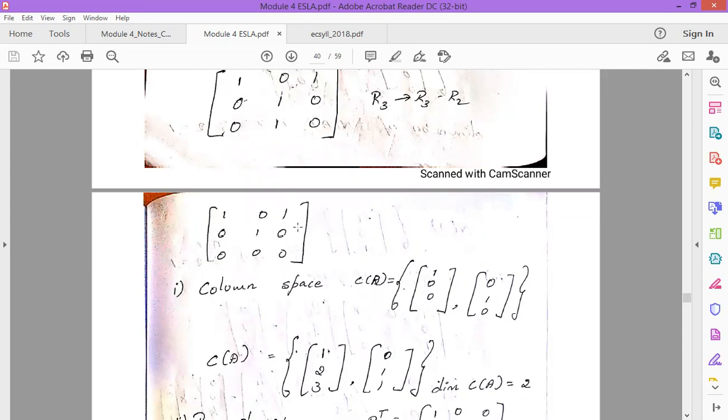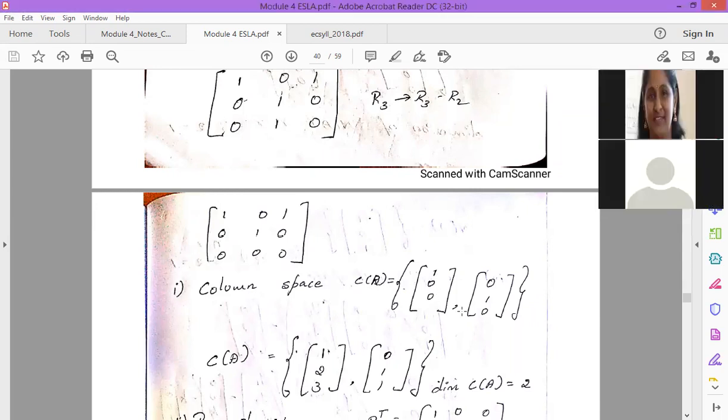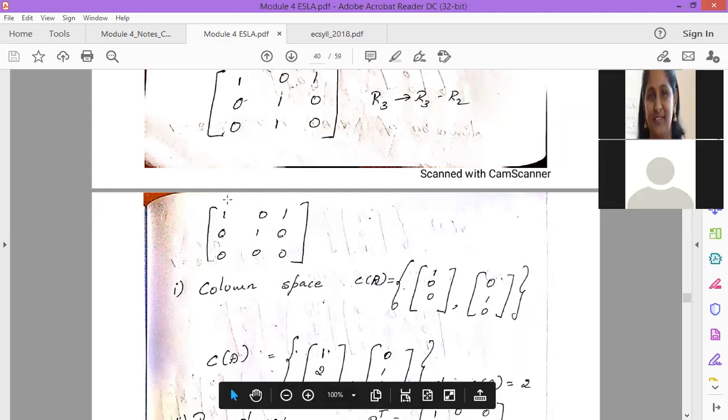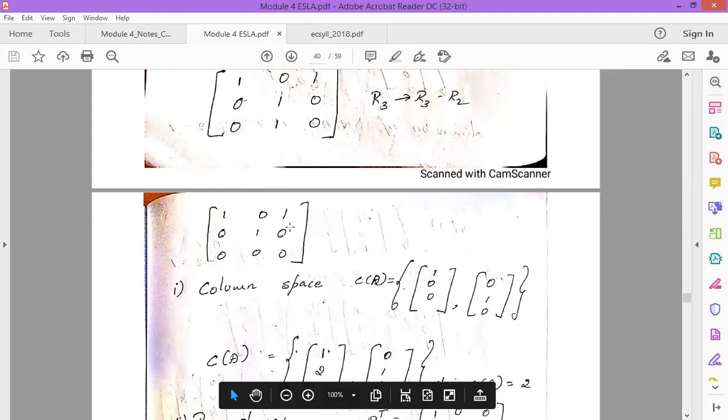So here if you observe the row reduced echelon form, the pivot is present in the first element of the first row, and the second pivot is present in the second column of the second row. So the corresponding columns will be considered as the column space. So here 1 0 0 and 0 1 0. So they are represented as the column space. So here we can write column space of A is equal to 1 0 0, 0 1 0. So wherever the pivots are present, identify those as the column space.